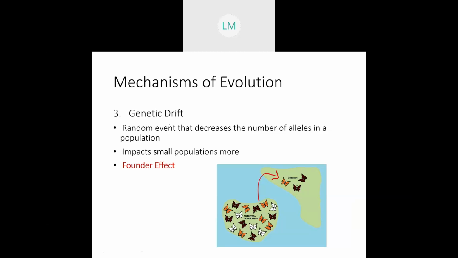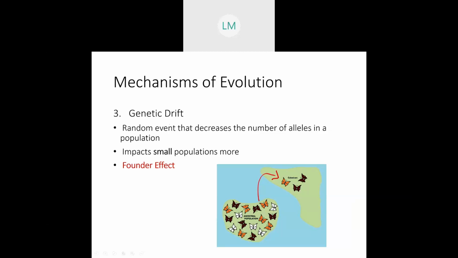There are two ways that genetic drift can happen. One of them is the founder effect. That's what's shown here in the figure. We have our big population of butterflies here on one island. The founder effect is where we have a few individuals leave that population and colonize a new area. When that happens, it's just a few individuals, and it's possible that we might not get all of the allele variants that were present in the original population.